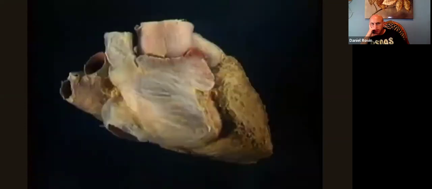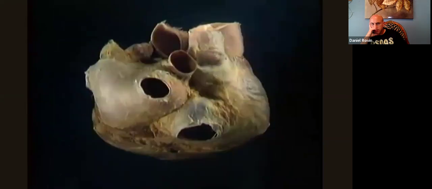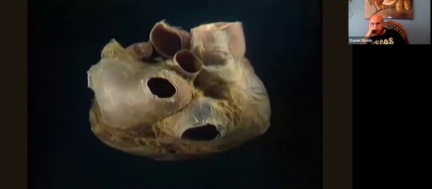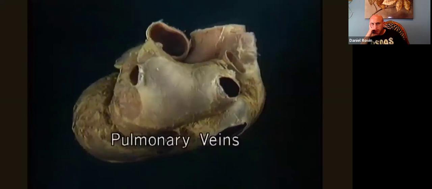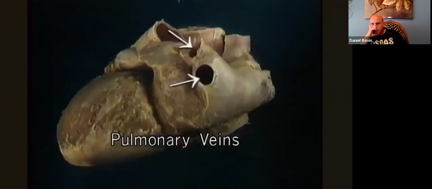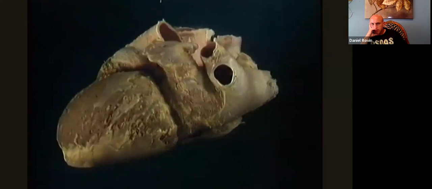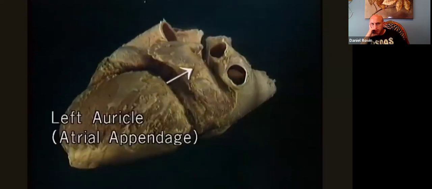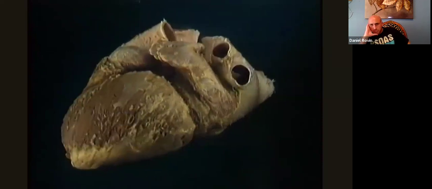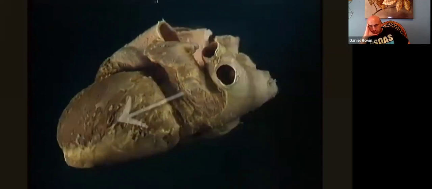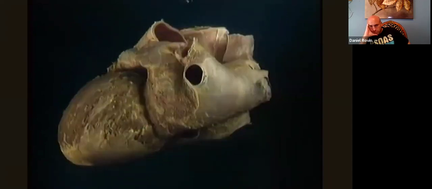Now we'll move on to look at the left atrium. Blood coming from the lungs enters the left atrium by way of the four pulmonary veins, two from the right lung, two from the left. The left atrium, like the right one, has a blind pouch, the left auricle or atrial appendage, which projects upwards and forwards. In diastole, the blood that's in the left atrium passes forwards into the left ventricle through the left atrioventricular valve or mitral valve, which is here. To see inside the left atrium, we'll remove this part of its wall.